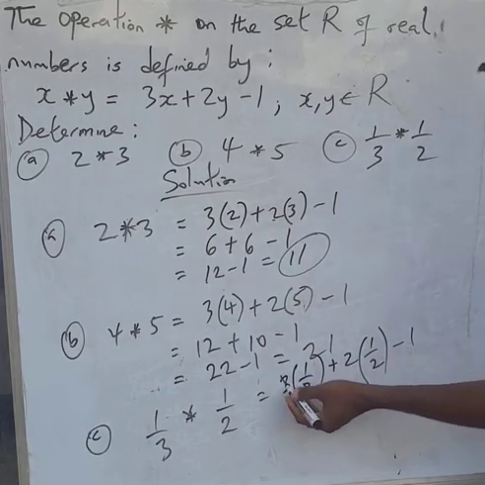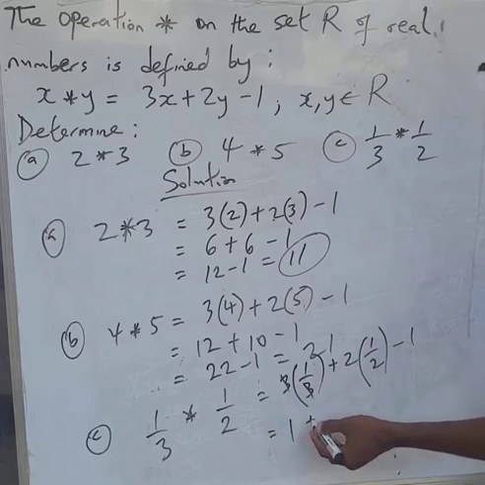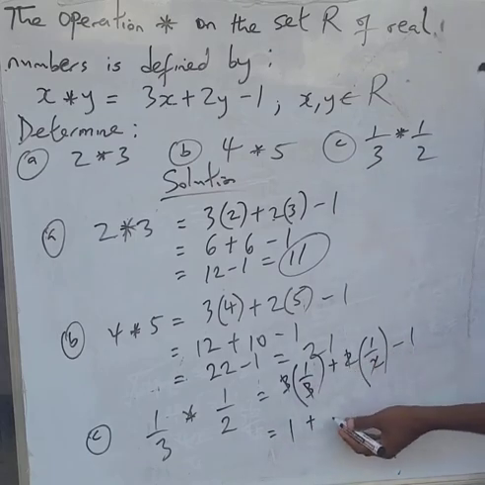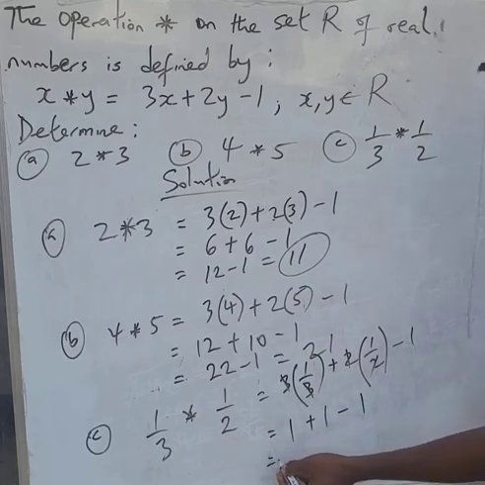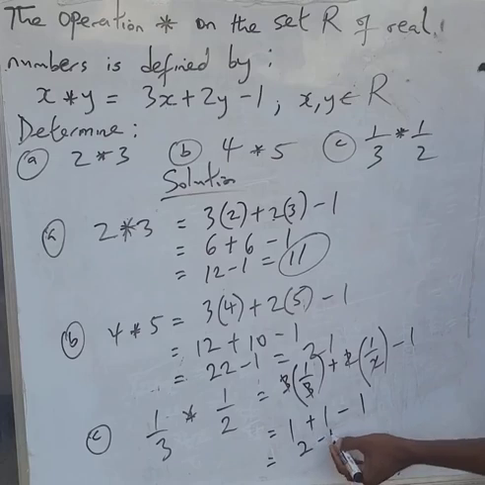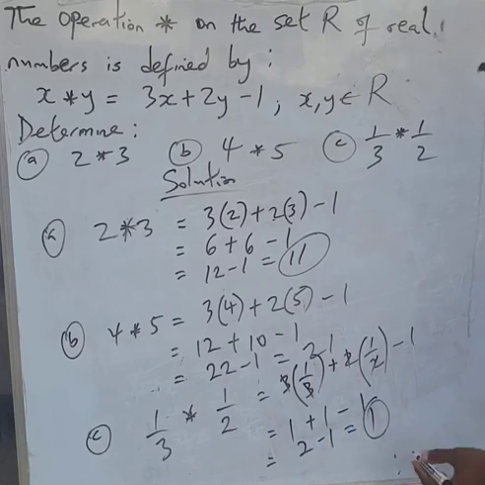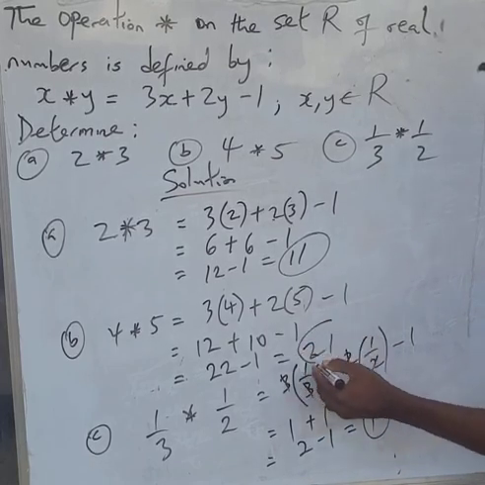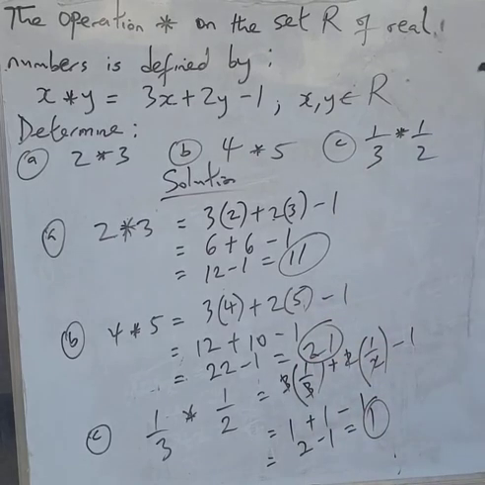And 3 cancels 3 here, you're left with 1, plus 2 cancels 2 here, you're left with 1, minus 1. So you have 1 plus 1 is 2, 2 minus 1 is 1. So this is the solution to this. So that is the solution to the equation on the board.